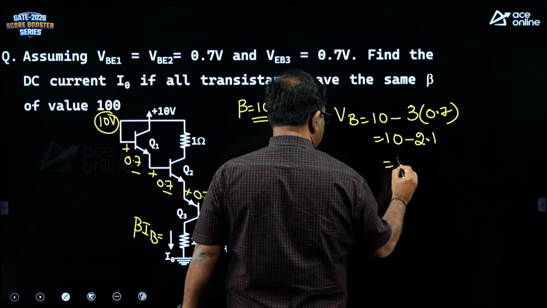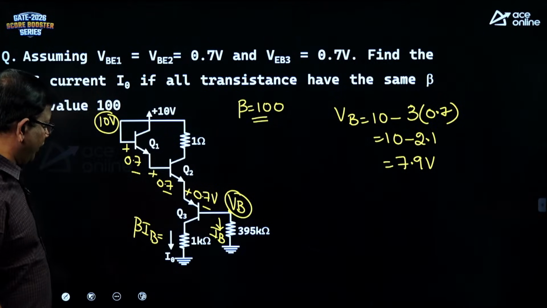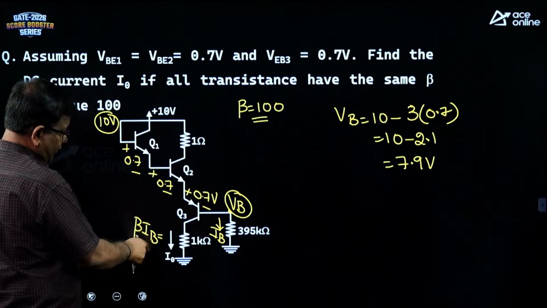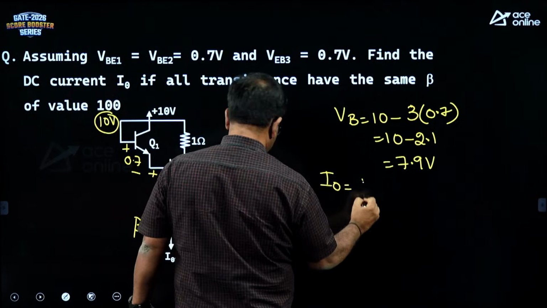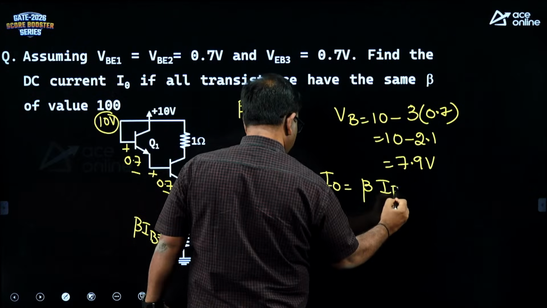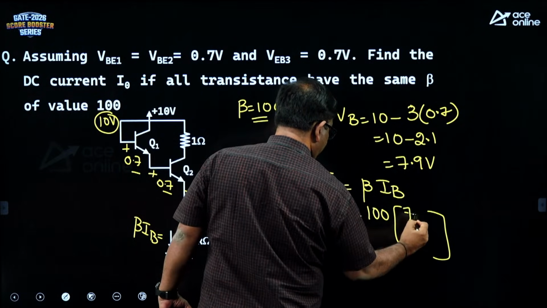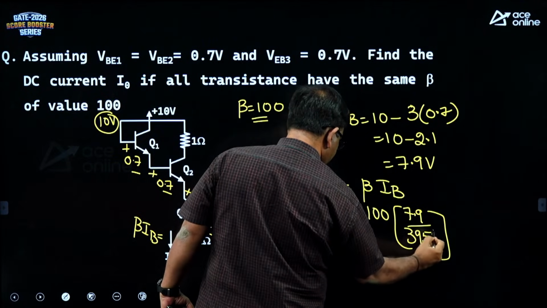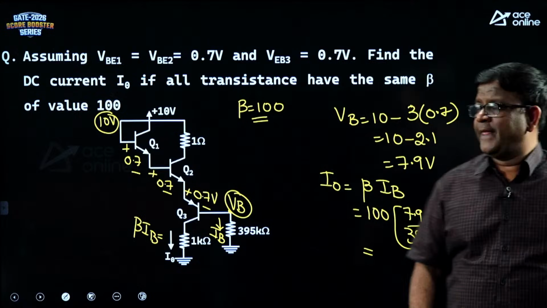So, that is going to be 7.9 volts. Your base voltage is 7.9. So, IB is VB by 395K, and what is your I naught? I naught is going to be beta times IB. Beta is 100 and IB is 7.9 by 395K. So, try to calculate this.